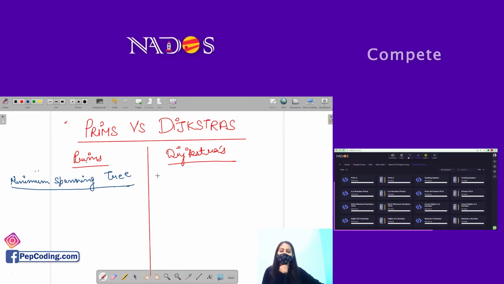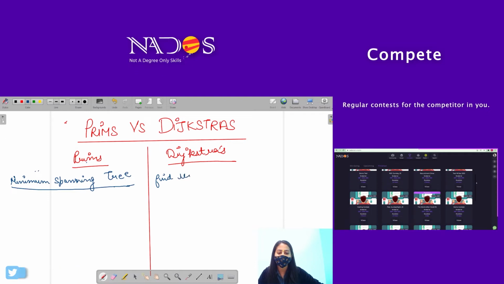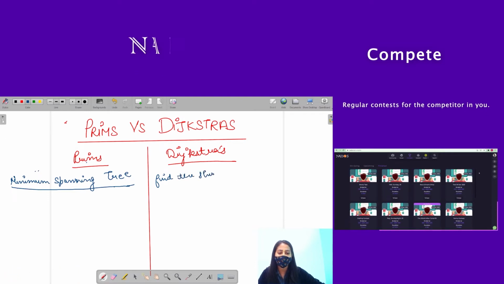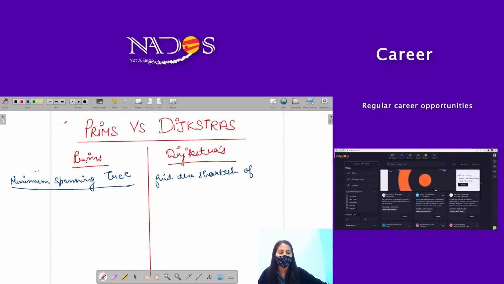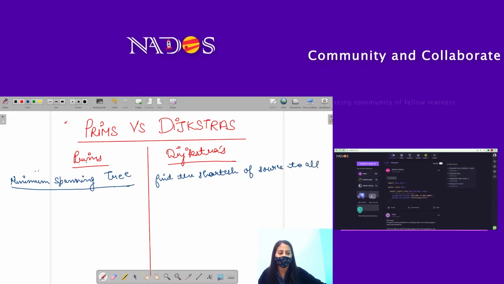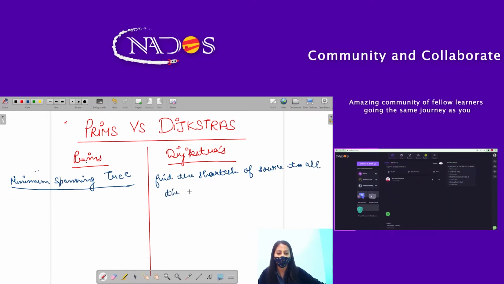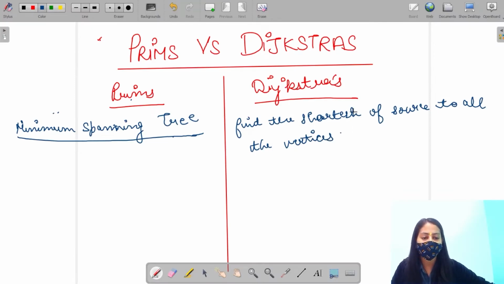On the other hand, Dijkstra's algorithm is used to find the shortest distance of the source to all the vertices of the graph, right? Dijkstra's algorithm is used to find the shortest distance of source to all the vertices of the graph, right? So these two algorithms are totally different.